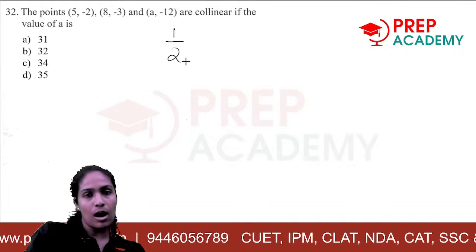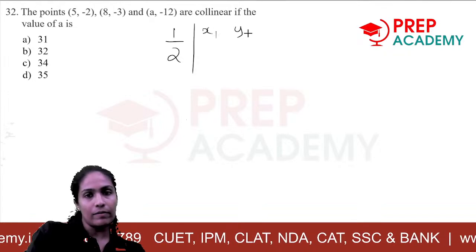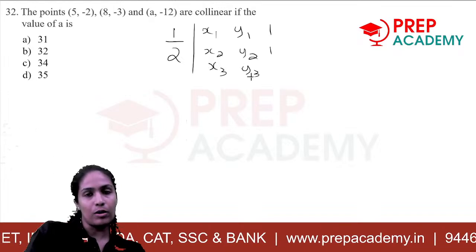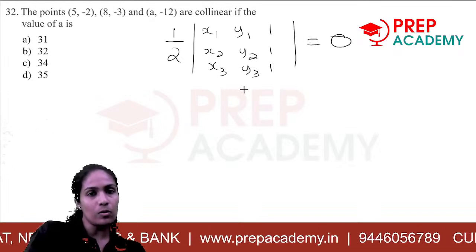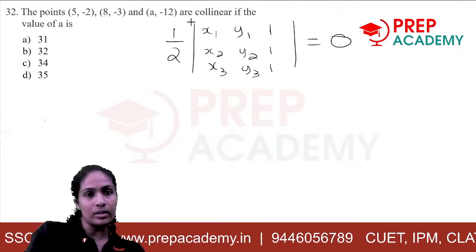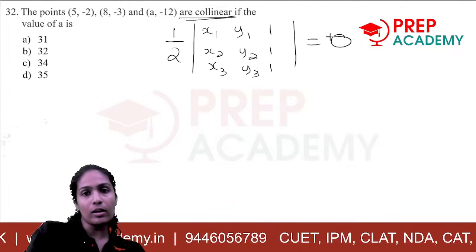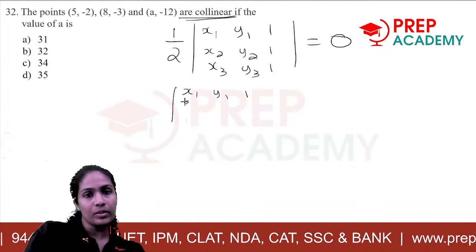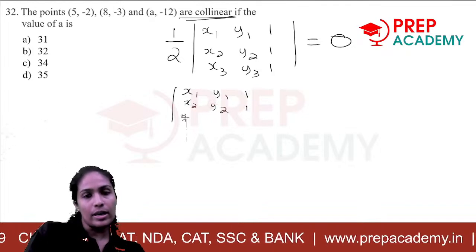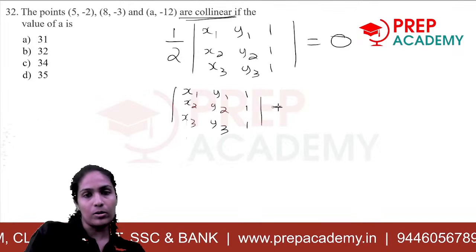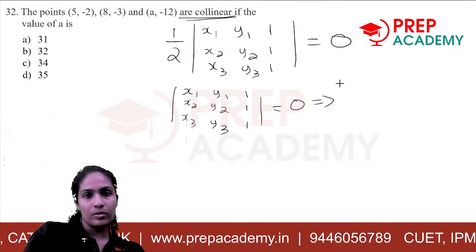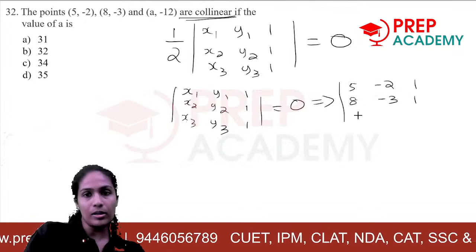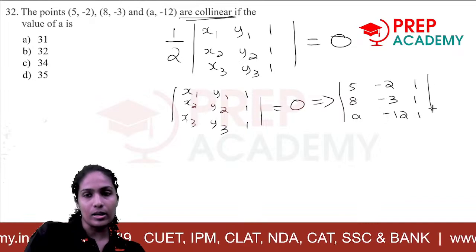So area of triangle is equal to half into the determinant of x1, y1, 1, x2, y2, 1, x3, y3, 1, which is equal to 0 since the points are collinear. Here, all the 3 points are collinear. It is given in the question. So we can equate the area to 0. Thus, determinant of x1, y1, 1, x2, y2, 1, x3, y3, 1 is equal to 0. So 5, minus 2, 1, 8, minus 3, 1, a, minus 12, 1 is equal to 0.